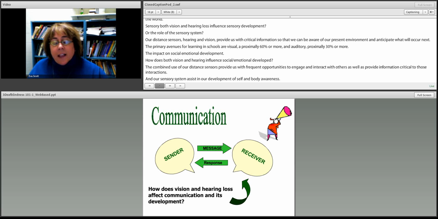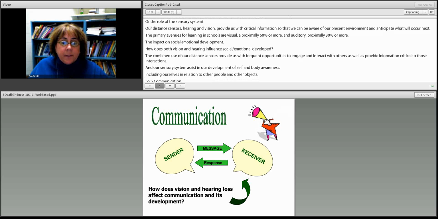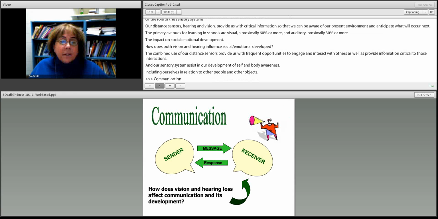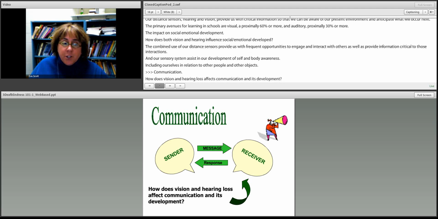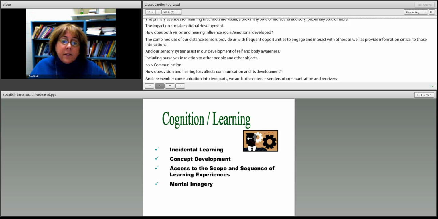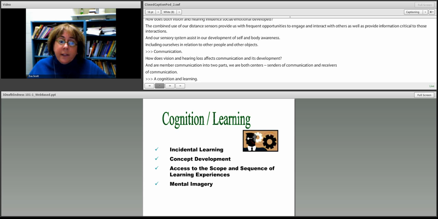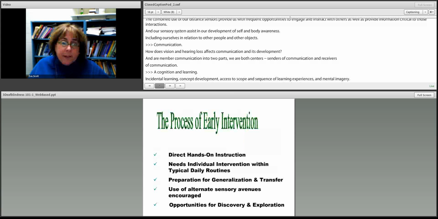Communication. How does vision and hearing loss affect communication and its development? And remember, communication has 2 parts, we are both senders of communication and receivers of communication. Cognition and learning, incidental learning, concept development, access to scope and sequence of learning experiences, and mental imagery. These are tools for establishing cognitive concepts and that are the basis of all learning.